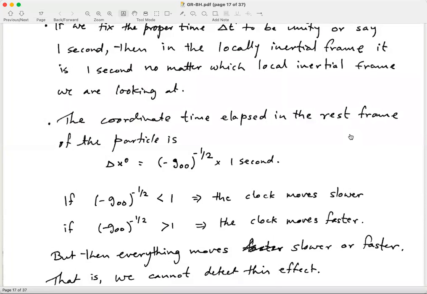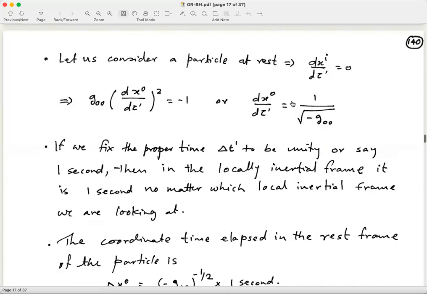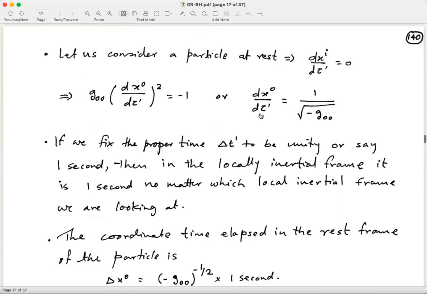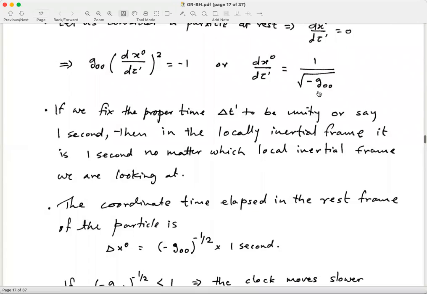So let's look at how the coordinate time would tick if we hold the proper time fixed. Suppose we take the proper time to be, say, 1 second. Then in any locally inertial frame, the proper time would have the same value no matter what choice of frame or coordinate system you have. Then the coordinate time, by looking at this equation, delta x naught would be 1 second times 1 over square root of minus g00. So that is this expression.